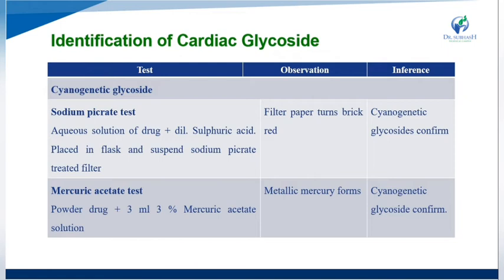Then the mercuric acetate test. Powdered drug plus 3 ml of 3% mercuric acetate solution. They generate metallic mercury. That also confirms cyanogenetic glycosides are present in the component. So these are the two tests for cyanogenetic glycoside confirmation.